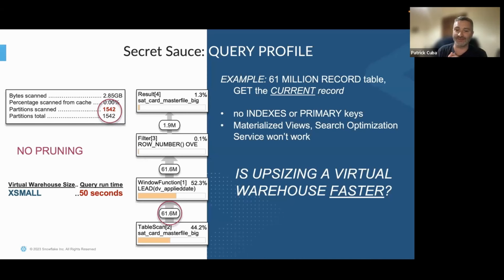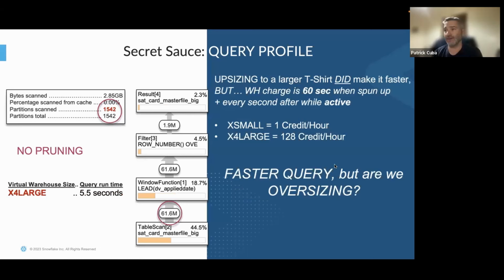50 seconds is not bad, but you know, what happens when we upsize the warehouse? So I went from an extra small to an extra large, and yeah, of course it ran much faster. But keep in mind that if you go that size, it's 128 times the credit that you will spend just to get from 50 seconds to 5.5 seconds, right?